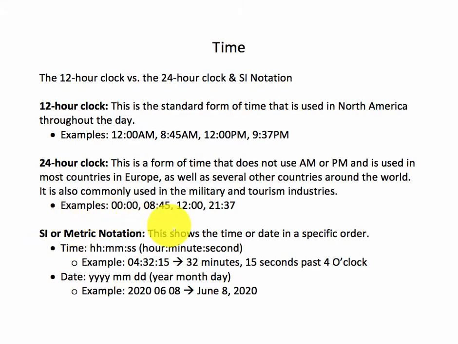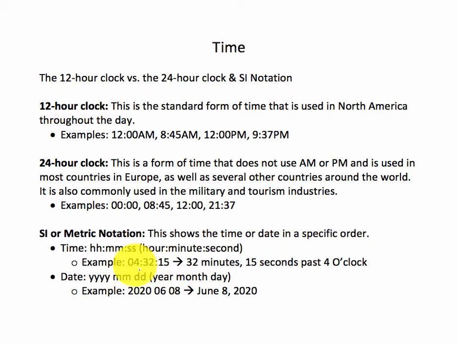SI notation, or we might refer to it as metric notation. This is a very specific way of writing down times or dates. So SI notation of time looks like this. The H stands for hours, M is minutes, and S is seconds. So if you want a very specific time, like 4:32 and 15 seconds, you write it like this, and it's important to include the 0 in front.